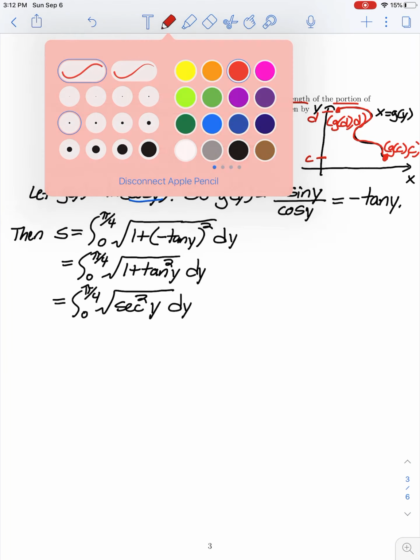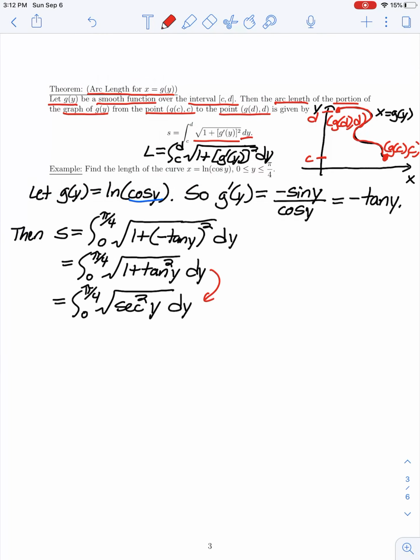In this line of your work, you may want to make a little note. We have a trig identity that 1 plus tangent squared of any angle is the same as secant squared of that angle. So here we're just making use of that trig identity. That allows us to then rewrite this as the integral from 0 to pi over 4 of secant y dy.